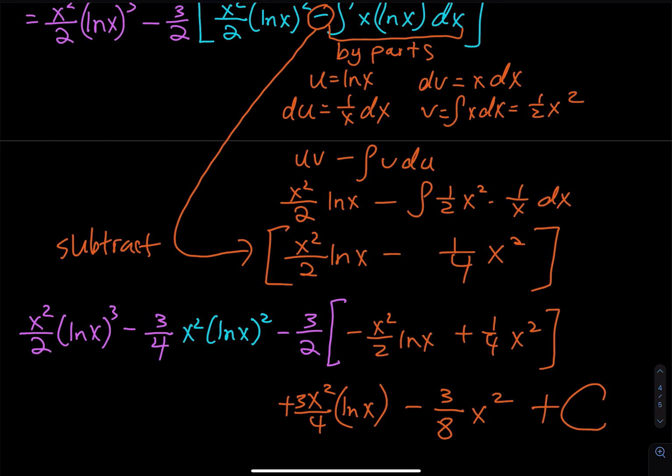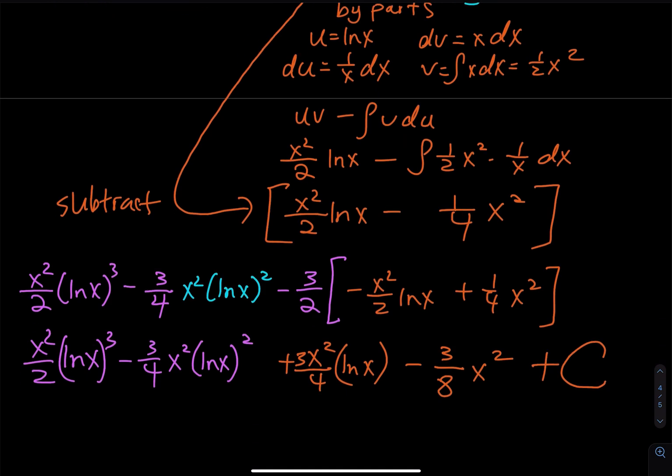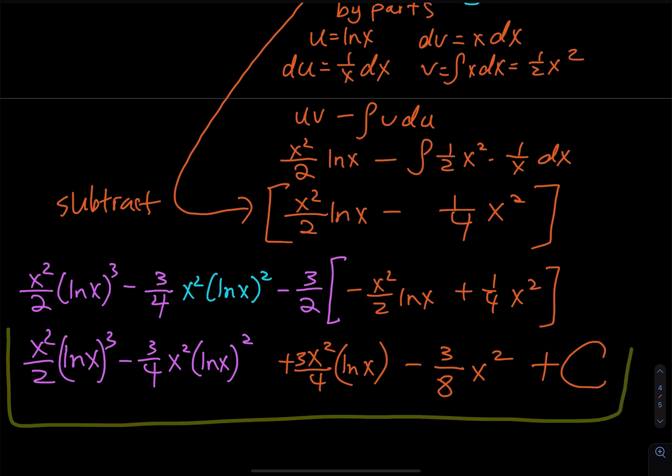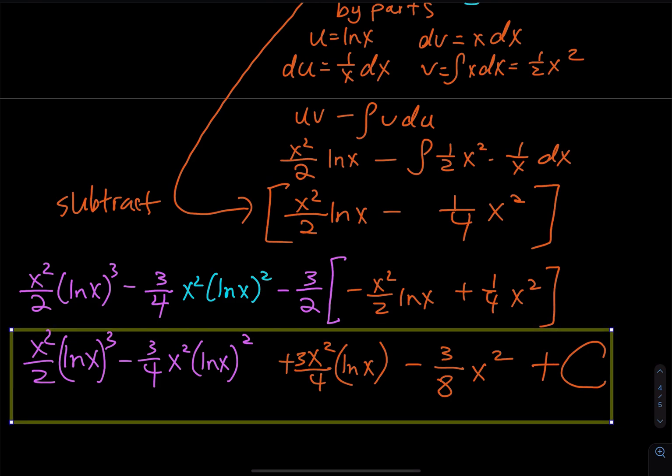And then for the rest, we will just fill out the blanks. So you have x squared divided by 2 times ln x to the third power, minus 3 over 4 x squared times ln x squared. And then, yep, I guess that's it. So the last line, this is your final answer. Yep, x squared over 2 ln x cubed, minus 3 over 4 x squared ln x squared, and then plus 3 over 4 x squared ln x, yep, everything looks good.